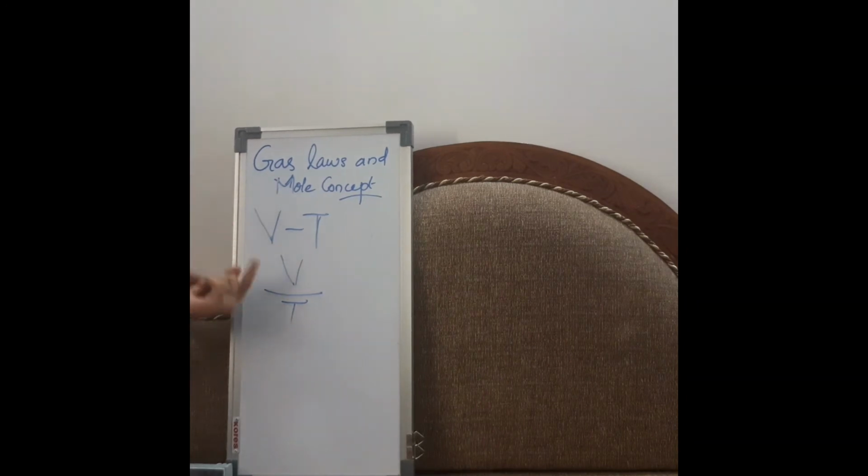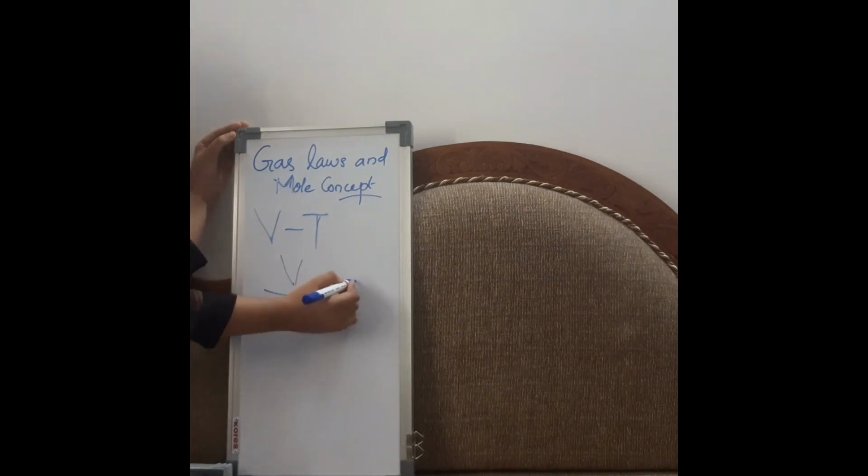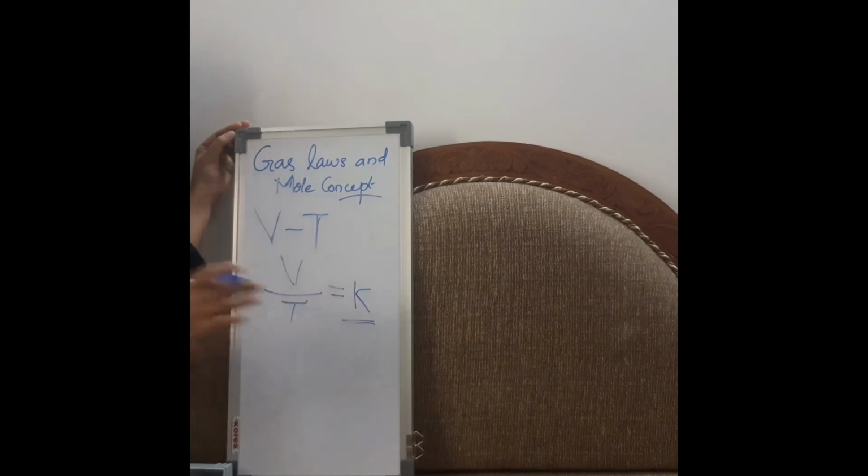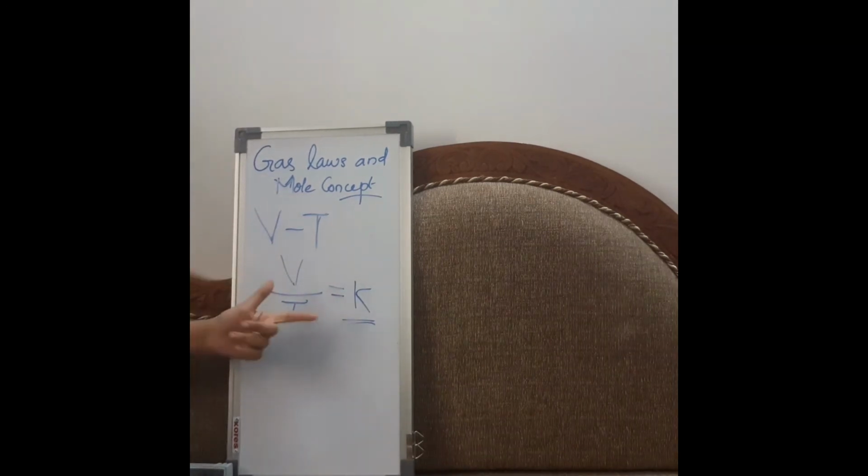In Kelvin scale, volume will be directly proportional to temperature. That is, V by T will always be a constant, k. This is what Charles' law defines. At constant pressure, volume will be directly proportional to temperature in Kelvin scale. That is, V by T will always be a constant.